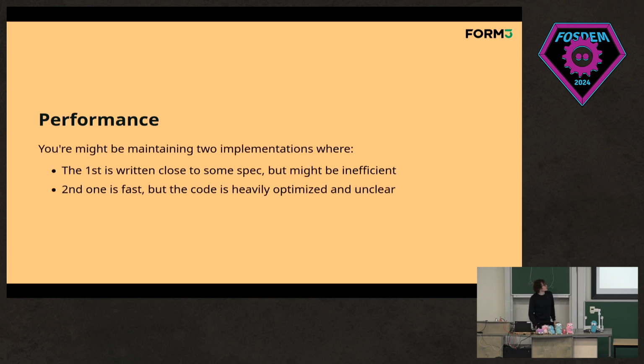The second example is performance. You might maintain two implementations in the first place. For instance, you are following a specification closely, and the first implementation is written very close to the spec, but it might be inefficient. The second one is heavily optimized, but it might not be quite readable. You might have some shared buffers or whatever.